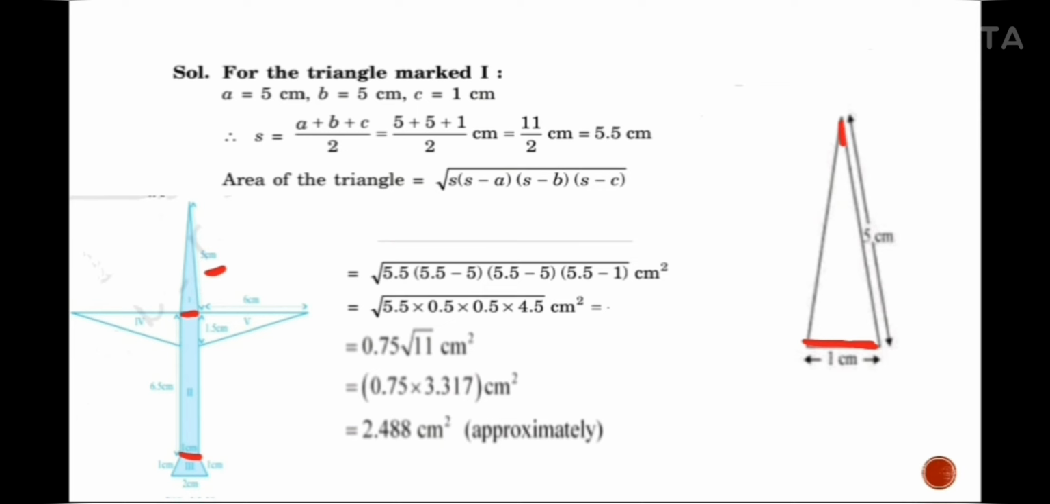Now part number 3. Again look at the previous slide. Part number 3 is this trapezium. So how can you find the area of this one?